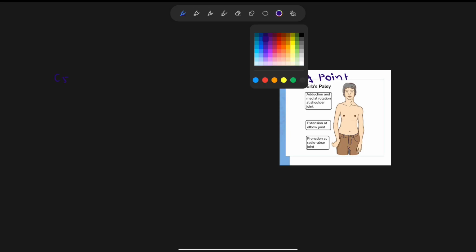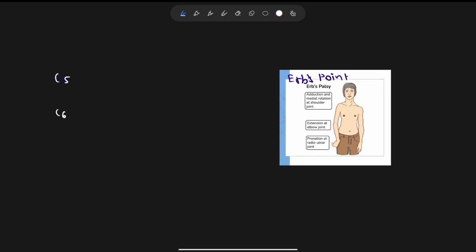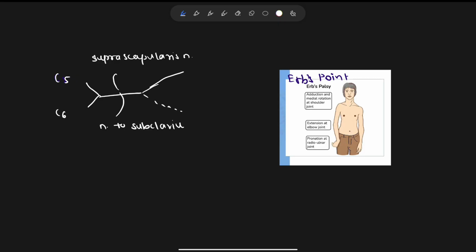C5, C6. Okay, they are coming and getting a joint and giving anterior division, posterior division, and 2 nerves are coming here. First is the suprascapular nerve. Second is the nerve to subclavius muscle.